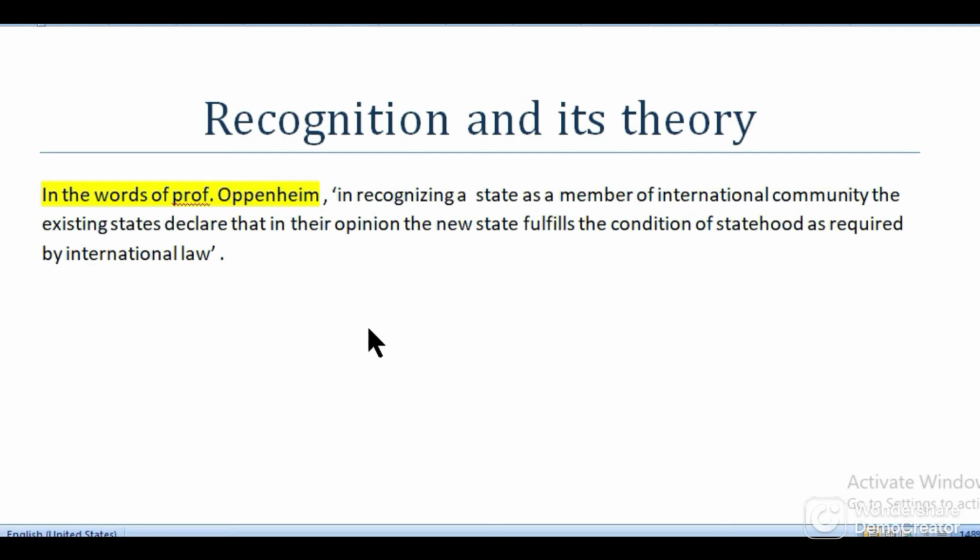According to Professor Oppenheim, in recognizing a state as a member of the international community, the existing states declare that in their opinion the new state fulfills the conditions of statehood as required by international law. According to Kelsen, to be recognized as a member of the international community, a new state must fulfill some conditions, such as: the state must be politically organized, it should have control over a definite territory, this control should be permanent, and the state must be independent.